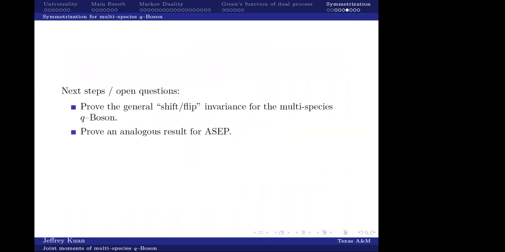Okay, so I'm wrapping up here. Just next steps that I'll do: I said you have single point fluctuations in multi-species models, to try to prove something that's more general. And then analogous results for ASEP. I guess it's about 10 o'clock, so I'll stop here. I have no more math slides anyway. Thank you for listening.